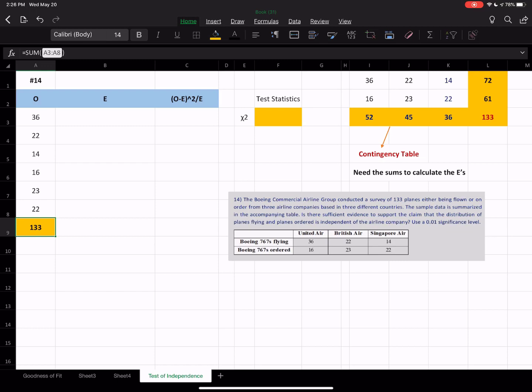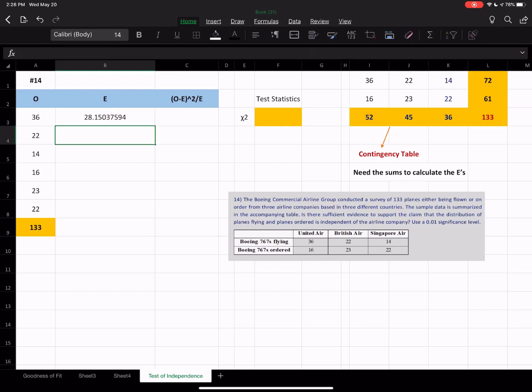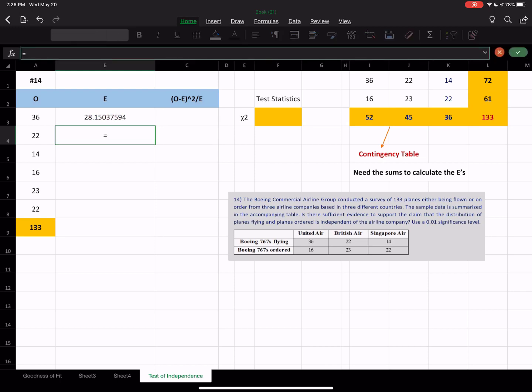I've written the O's here. The sum is 133. And hopefully when I'm done calculating all the expected frequencies and sum them all, I'll end up with 133. So I'll start with the first one for 36. Again, the row total of 36, which is 72, multiplied by the column total of 36, which is 52, divided by the grand total, which is 133. For 22, it will be row total times column total divided by grand total.